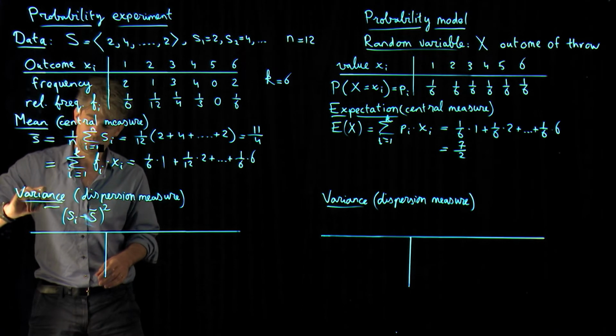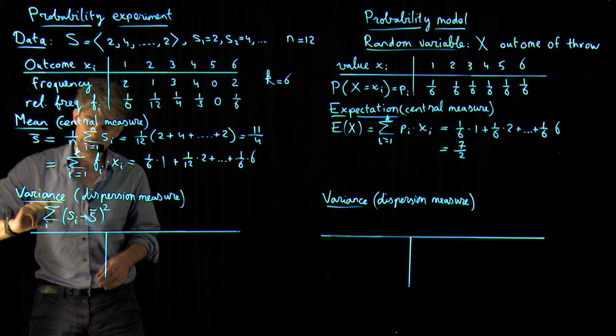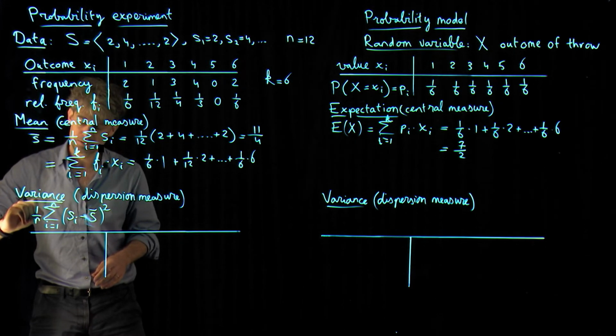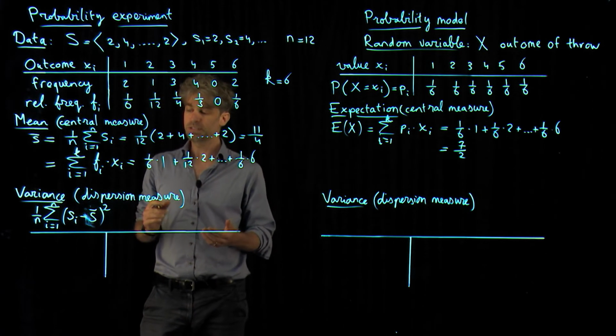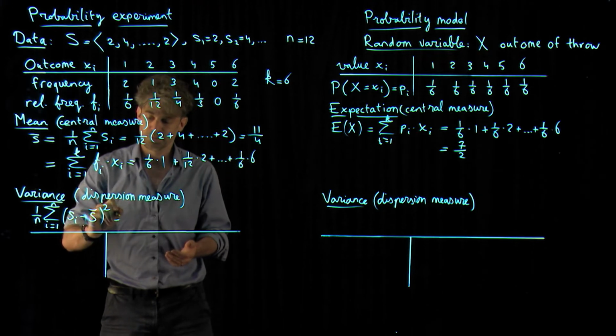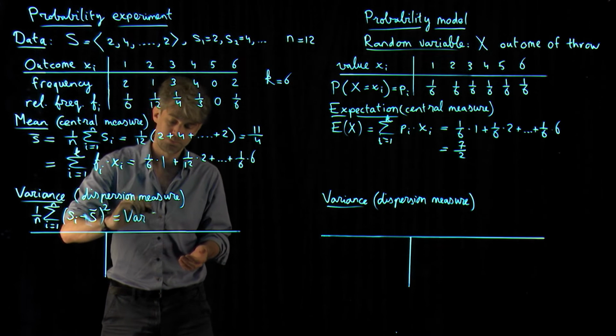So we're going to sum over all data. In this case, i is 1 up to n. And then we divide by n because we want the mean. So this is the variance on the one hand, the variance of S.